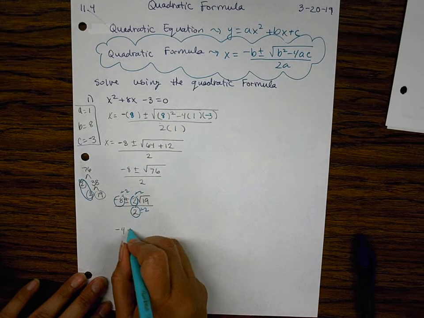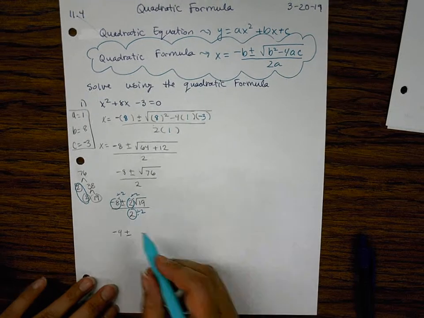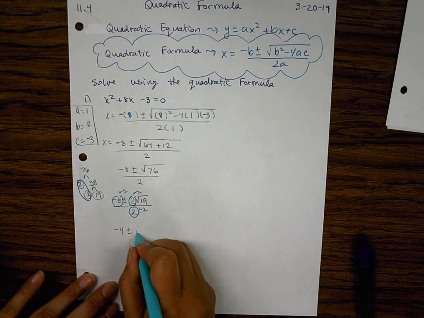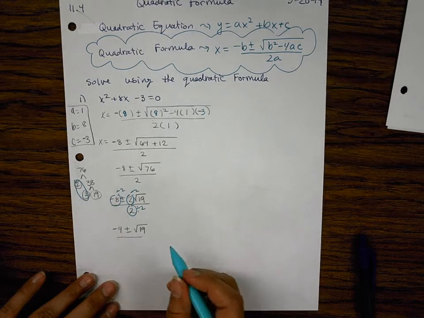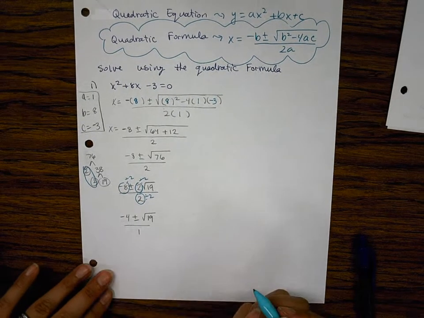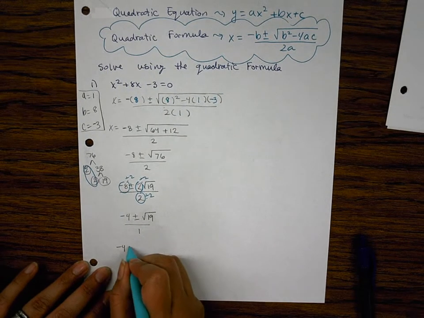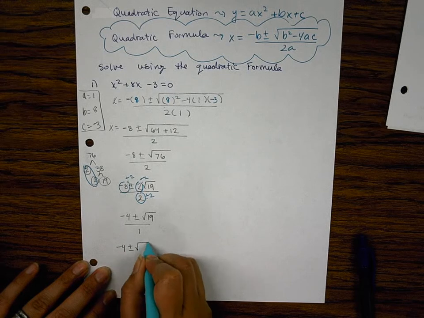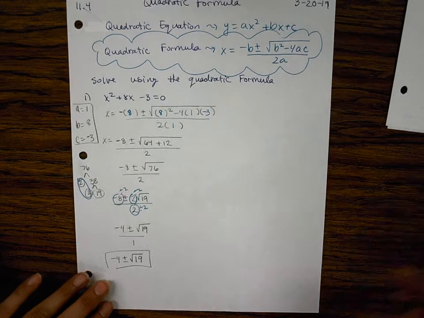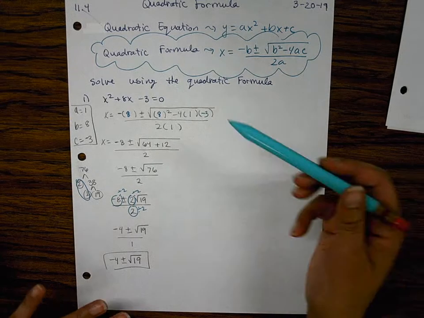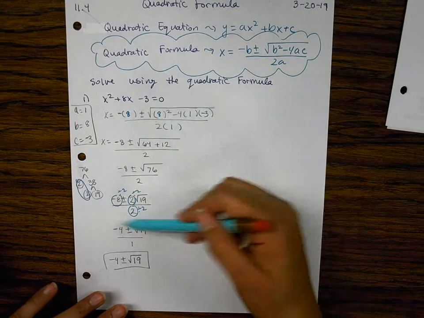Okay, so negative 8 divided by 2 is negative 4 plus or minus the square root of 2 divided by 2 is 1. 1 root 19 is just root 19. All over 2 divided by 2 is 1. You do not need the negative 1 or positive 1 in the denominator, so this here is your final answer.